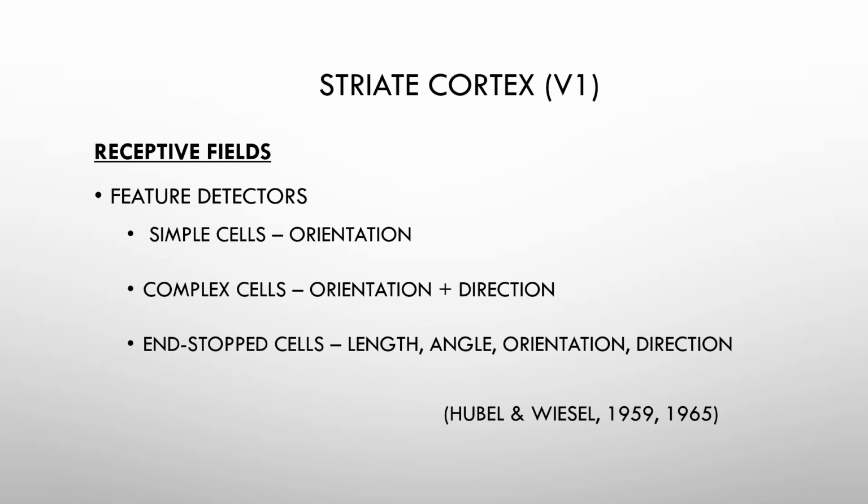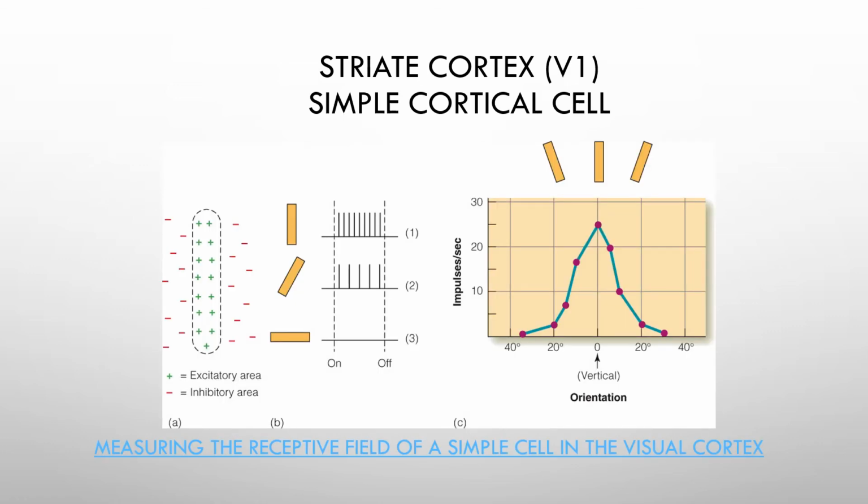We know about these from Hubel and Wiesel, again, doing research on cats, and I'm going to share a video that I think is really fascinating that shows the measuring. So I'm going to show you the measuring of a receptive field of a simple cell in the visual cortex. But first I'm going to talk through the different cortical cells, so I can't actually give you this link until after I talk through these different cortical cells.